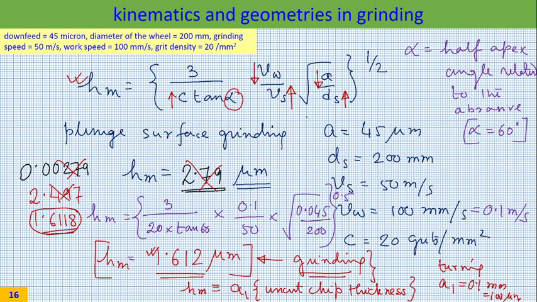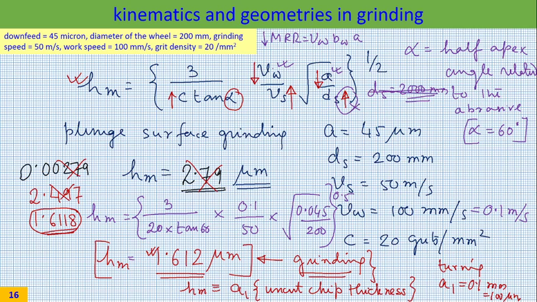Tan alpha cannot be touched because it comes from the geometry of the grit. How many of them are actually implementable, and how many, if you implement them, lead to a technology? Can you reduce VW and A? Unfortunately, your material removal rate is VW into BW into A. So if you reduce them, your material removal rate will go down, which is not a good approach. DS, can you increase? Yes. But you cannot make DS equal to 2000 millimeter. That is too large. There is a practical problem of increasing DS.